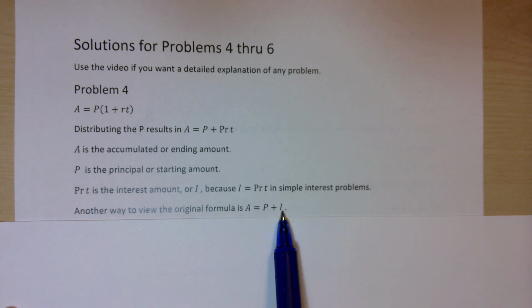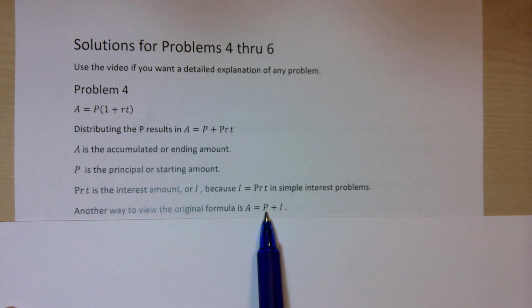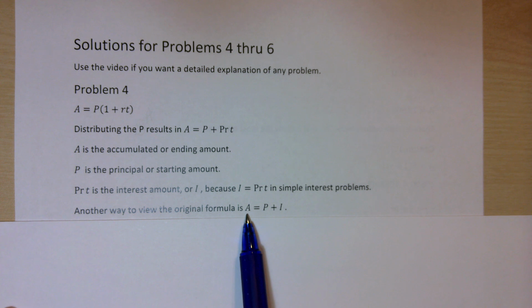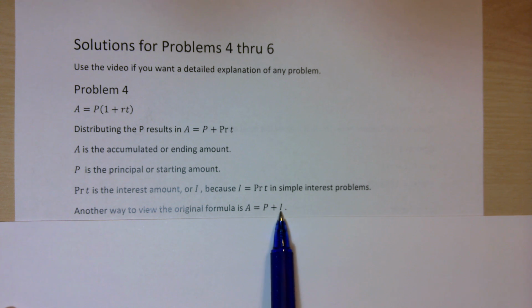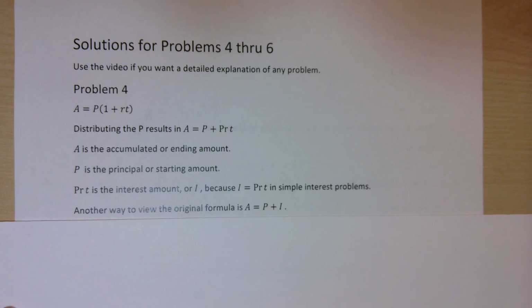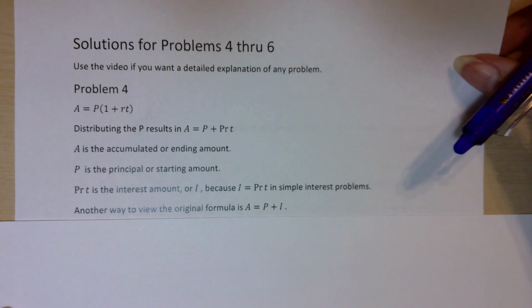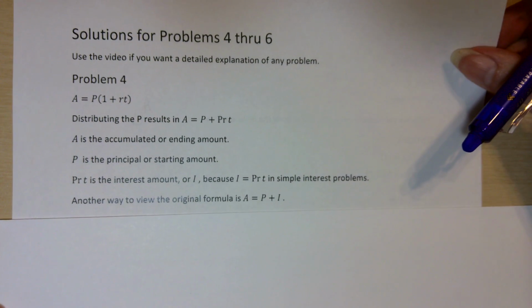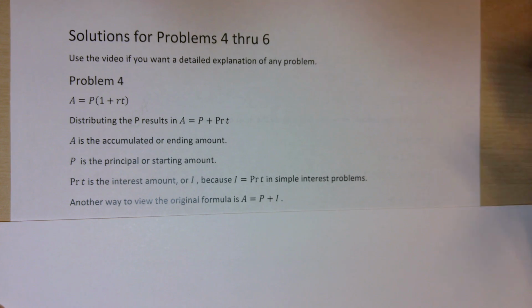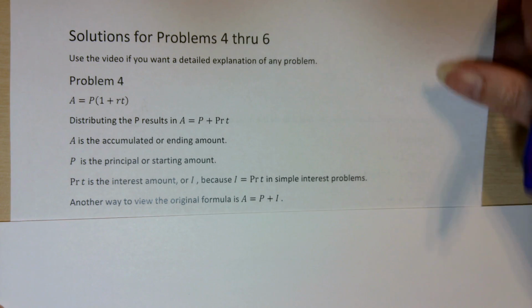Here it is again, where I is the interest amount, P is the starting amount, and A is that ending amount. So ending amount equals starting amount plus interest. Again, this is for simple interest problems. All right, so we'll come back to this formula in just a minute, when we do problem 6.